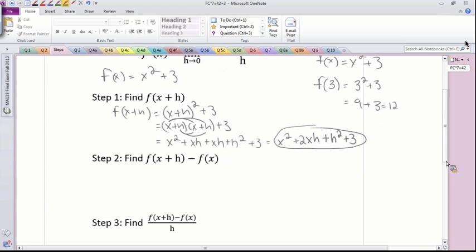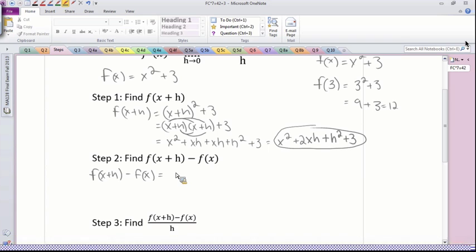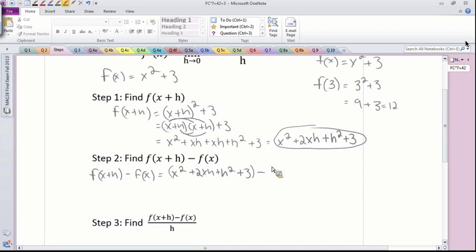Now, our second step is the second part of our numerator, which is subtracting our f of x. Now, our f of x is just our original function, and we're subtracting that from f of x plus h, which we've already found. So f of x plus h minus f of x is equal to f of x plus h, which is the function we did in step 1. So it's x squared plus 2xh plus h squared plus 3 minus f of x, which is our original function x squared plus 3.